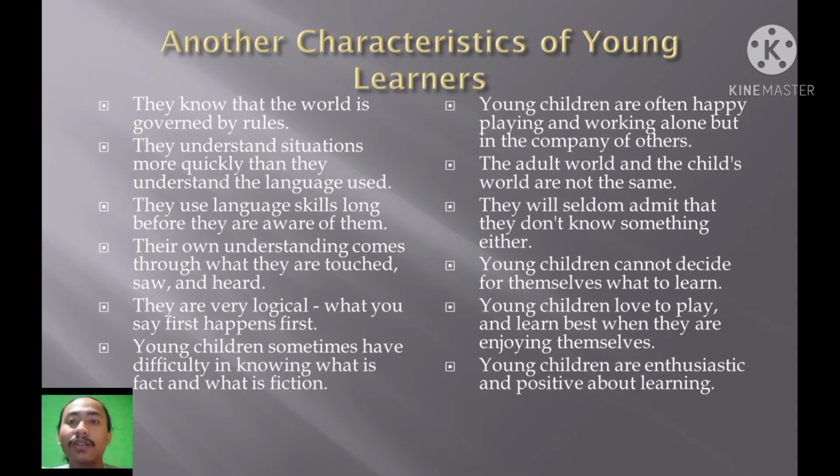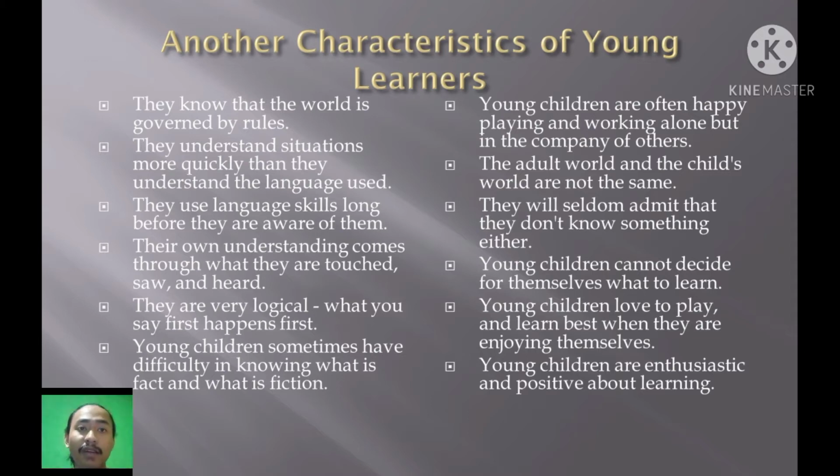The young children sometimes have difficulty knowing what is fact and what is fiction. It is in contrast to the level 2 students. As for level 2, the young children are often happy playing and working alone, but still in the company of others. The adult's words and the child's words are not the same, and they know the difference. They will seldom admit that they don't know something either.